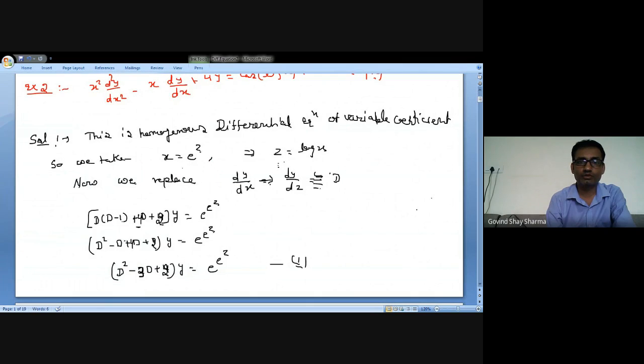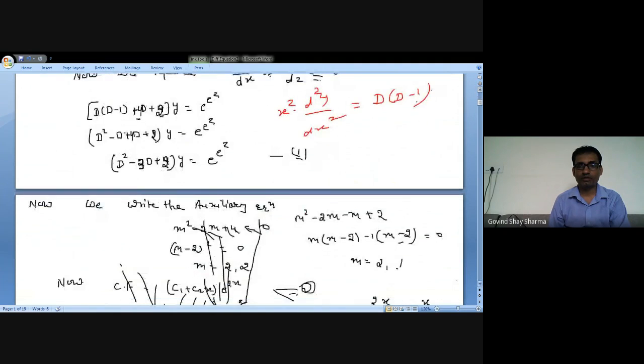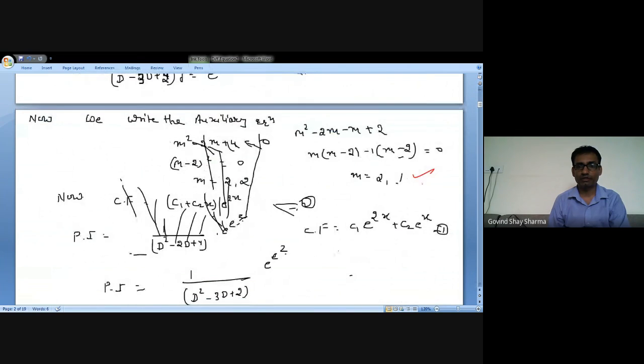In this equation, we put x is equal to e to power z and z is equal to log x. Now we know that d squared by dx squared we write as D(D minus 1). So I replace x squared d2y/dx2 with D(D minus 1) and x dy/dx with D. Now we find the roots. We get m is equal to 2, m is equal to 1. So we get the complementary function.